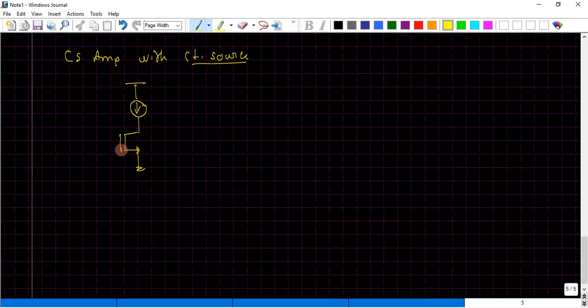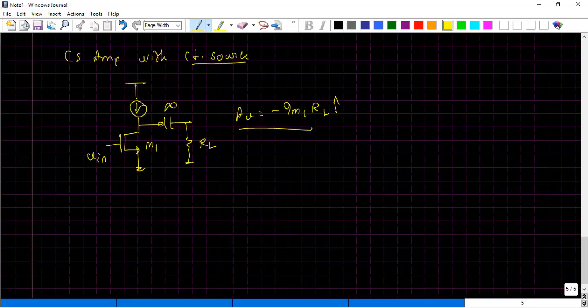Now I have a driving device M1 through which I define my input, and I take the output from the drain terminal of M1. Before I label this, I am going to have a coupling capacitor, and I am going to attach a load resistor to it. Now this gain could be written as minus gm1 times the load resistance RL. So the gain at low frequency could be written this way, and whenever we want to increase the gain, we can work upon this RL.